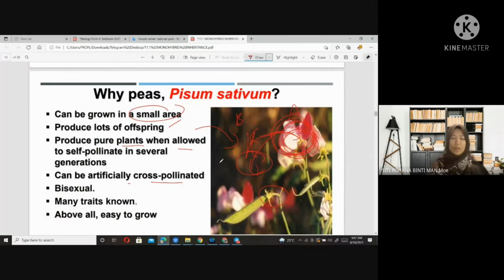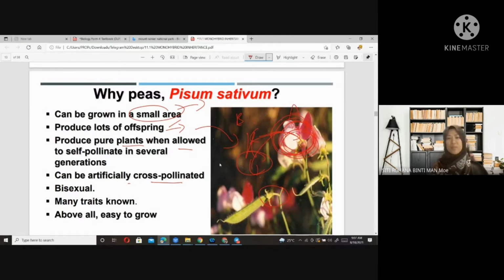Okay. So why Pisum sativum? Kenapa Gregor Mendel ni dia pilih pokok kacang? Okay, because it can be grown in small area. Awak tengok tadi, kebun Mendel tu kecil je, tak perlukan size yang besar. Okay. And Pisum sativum actually can produce a lot of offspring. So boleh dapat anak dalam jumlah yang banyak. Pokok kacang yang banyak boleh terhasil.